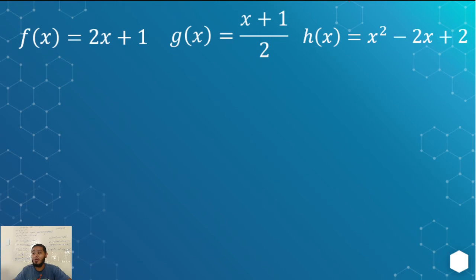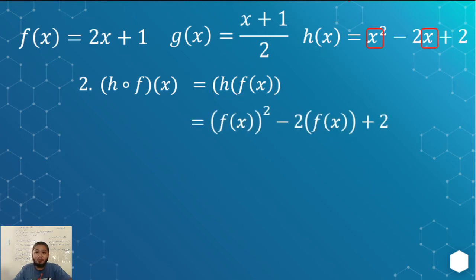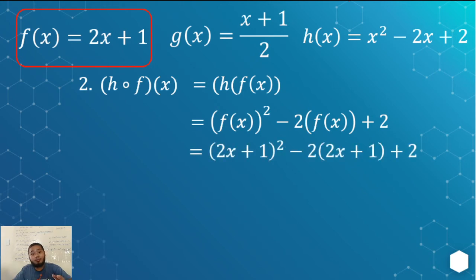Second example, we have h of f of x. Notice that h of x and h of f of x, the only difference is that x is being substituted by f of x. Meaning, all of the x's in h of x will be substituted by f of x. What is f of x? On our screen, f of x is equal to 2x plus 1. Substitute that one, we will get the quantity (2x plus 1) squared minus 2 times the quantity (2x plus 1) plus 2. So let's simplify the expression.